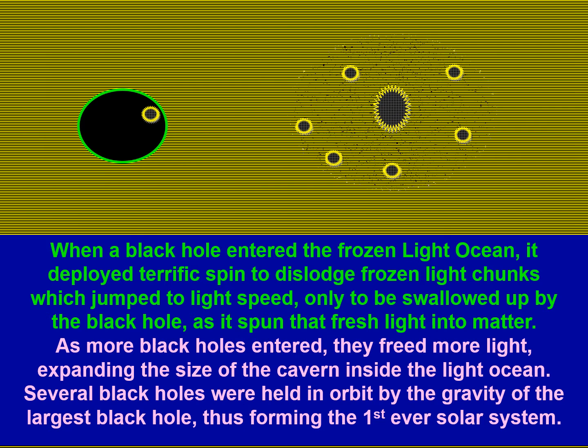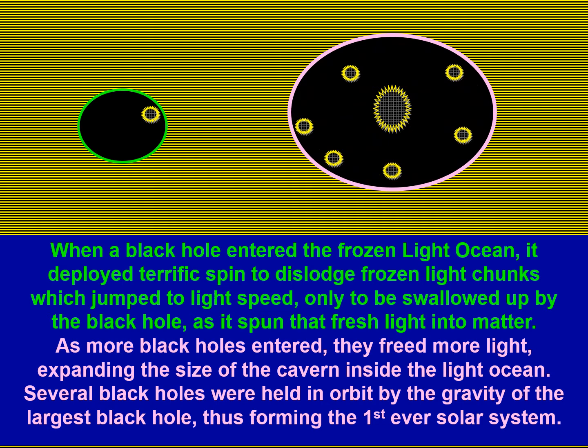As more black holes entered, they freed more light, expanding the size of the cavern inside the light ocean. Several black holes were held in orbit by the gravity of the largest black hole, thus forming the first ever solar system.